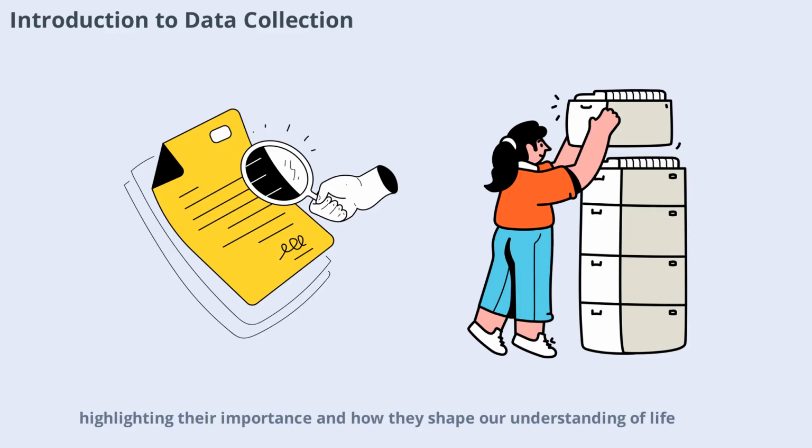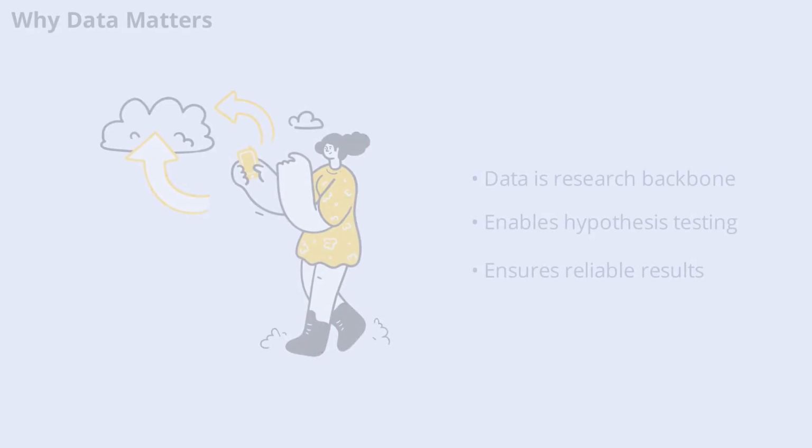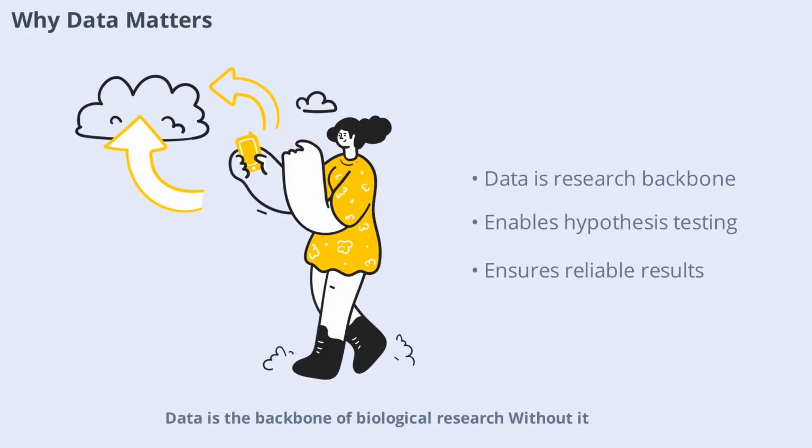of life. Let's begin by understanding why data collection is so crucial in biological research and what makes it unique compared to other scientific fields. Data is the backbone of biological research. Without it, scientists would be left with only theories and assumptions. Accurate data allows researchers to test hypotheses, draw meaningful conclusions, and build upon previous work.